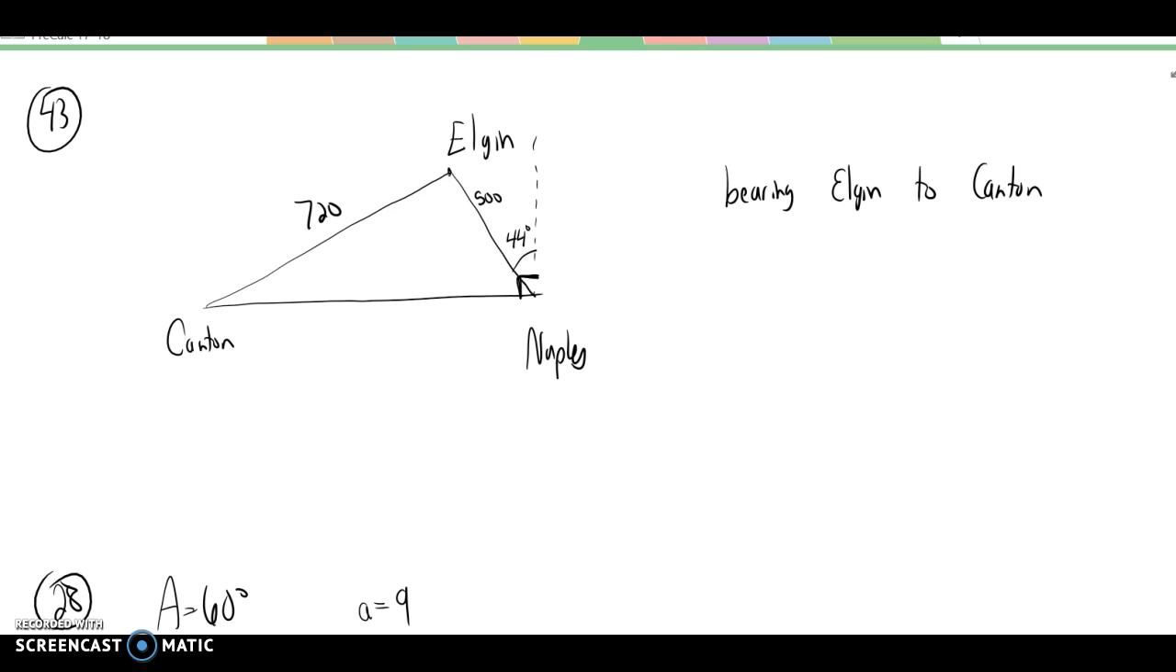This is problem number 43, and here's the drawing that we're given. Our goal is to find the bearing of the flight from Elgin to Canton. So if we put an origin up there, we are in essence trying to figure out what is that bearing. How many degrees to the west of south? We want to figure out that angle right there. One thing I can see is that because this angle is 40 degrees, continuing along, and then bring this vertical down with the alternate interior angles again, this angle is 44 degrees, so I know that much.